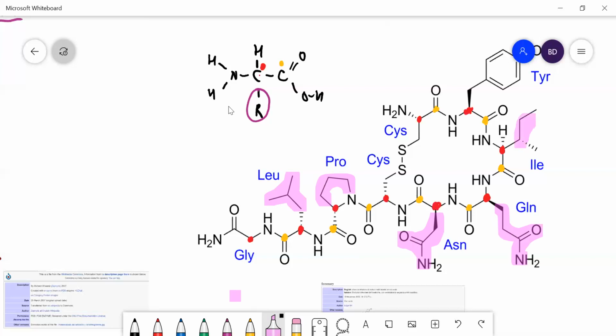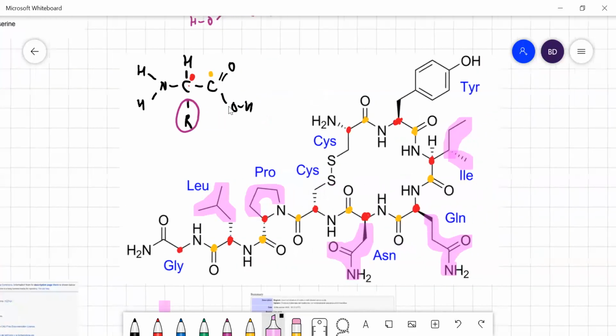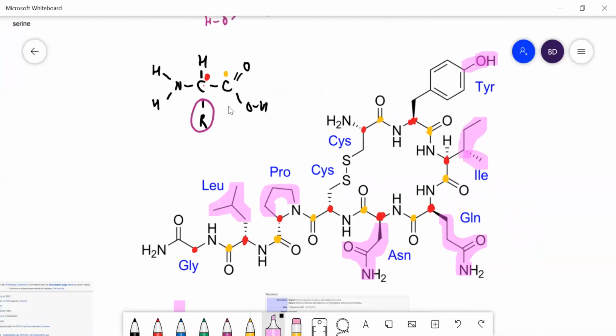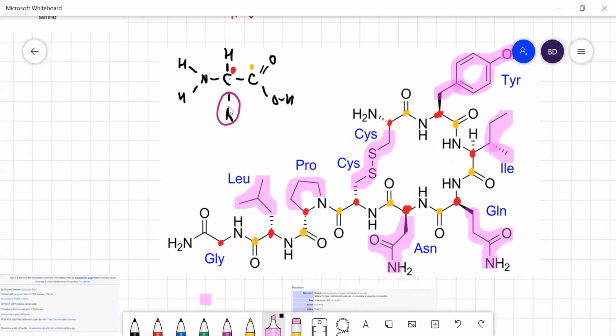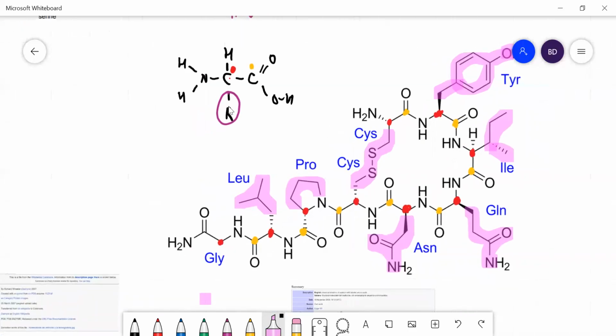Isoleucine, that's just hydrocarbons there. This is tyrosine, which is very similar to phenylalanine, except the only difference is that it's got an OH up there on the benzene. So there's the R groups here. Here's the R group. Now here's cysteine, which contains the sulfur as the R group. And right, there's another R group there.